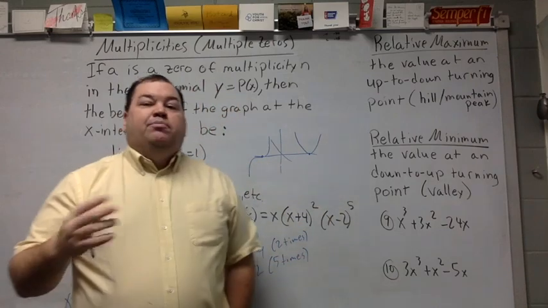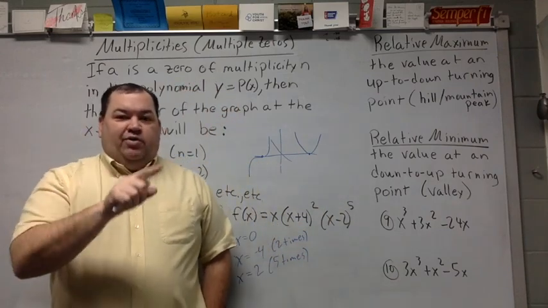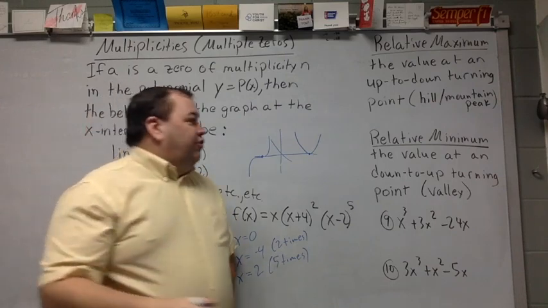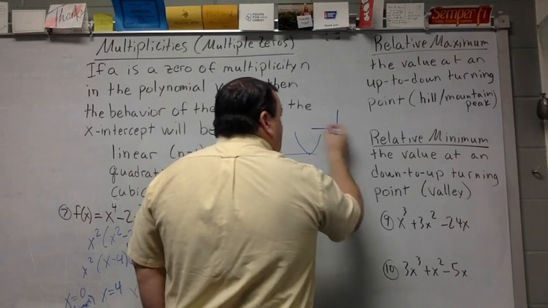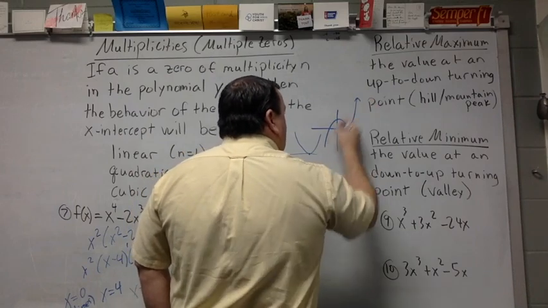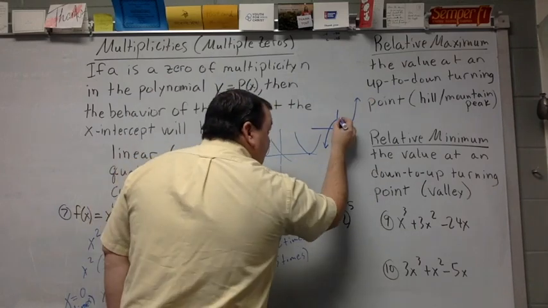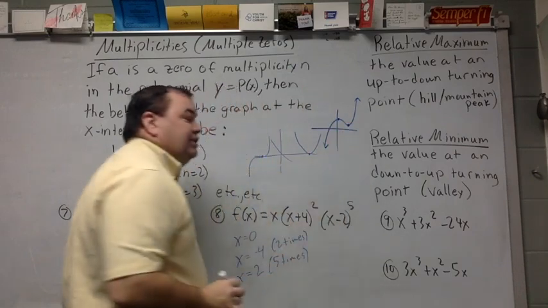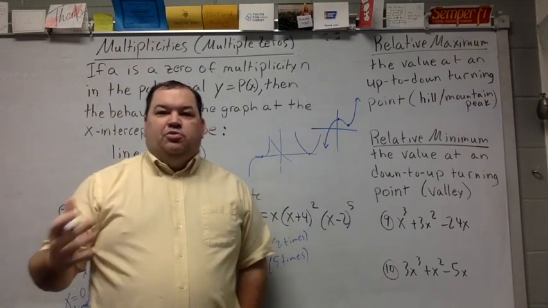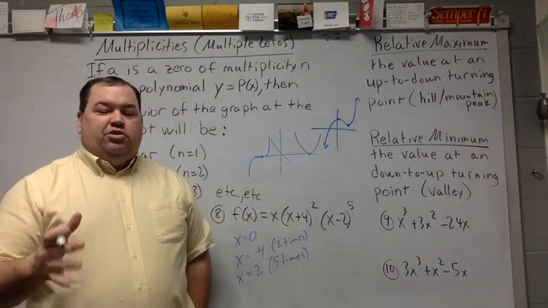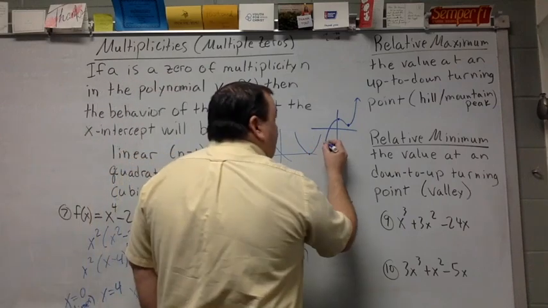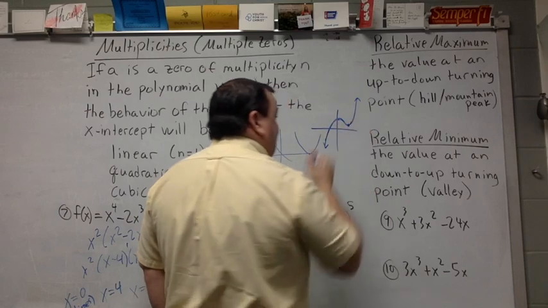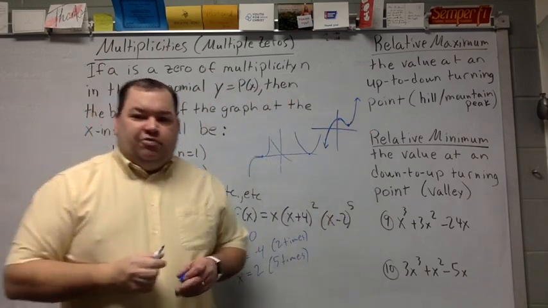Now a relative minimum, same thing but the other way. It's going down and changes to up. I call those valleys. So if I have something like this cubic here, there's a peak here, a maximum. There's a valley here, that's a minimum. And they're relative. They're not absolute maximums or absolute minimums. They're just relative. But it goes from up to down, and over here it goes down to up. That's how they're defined.